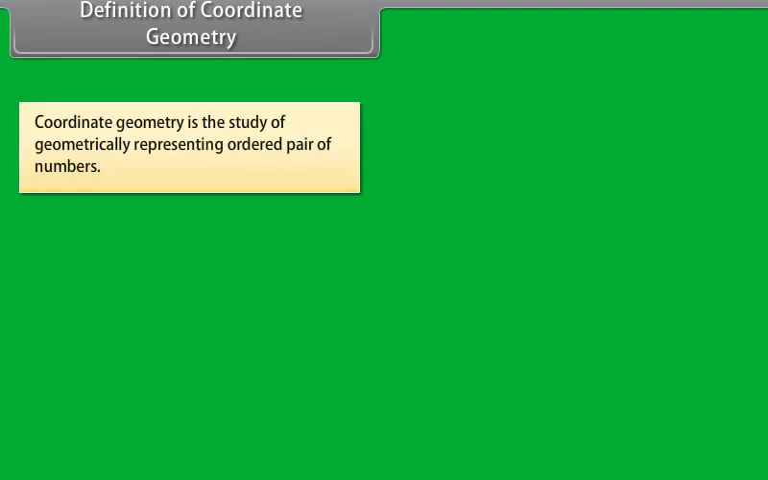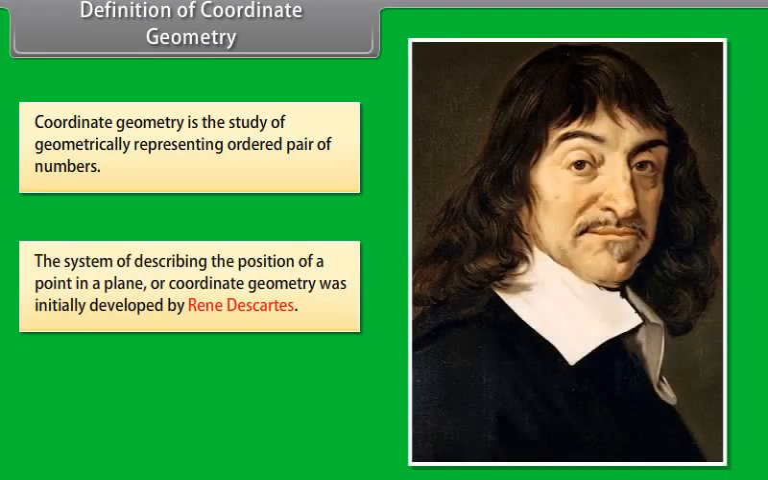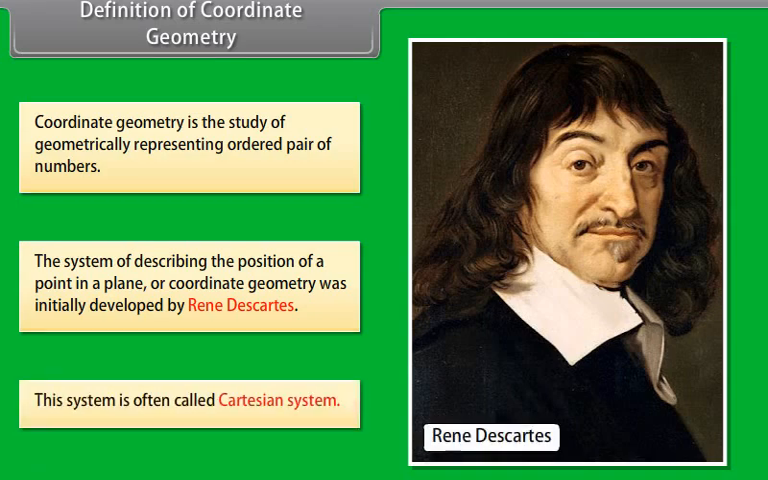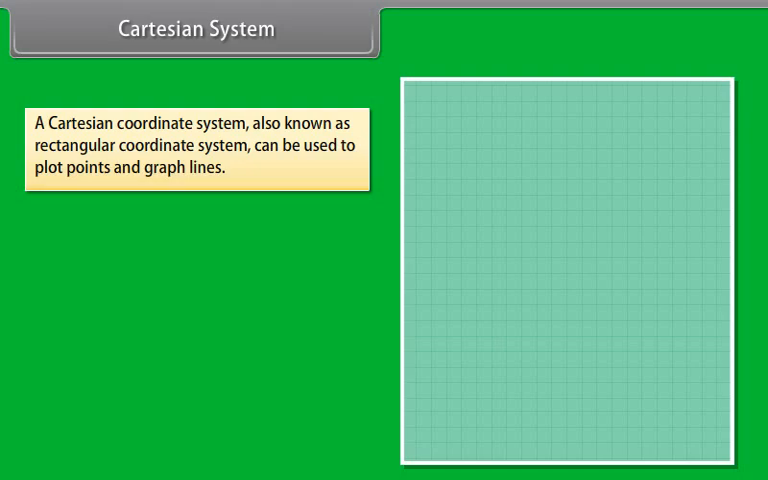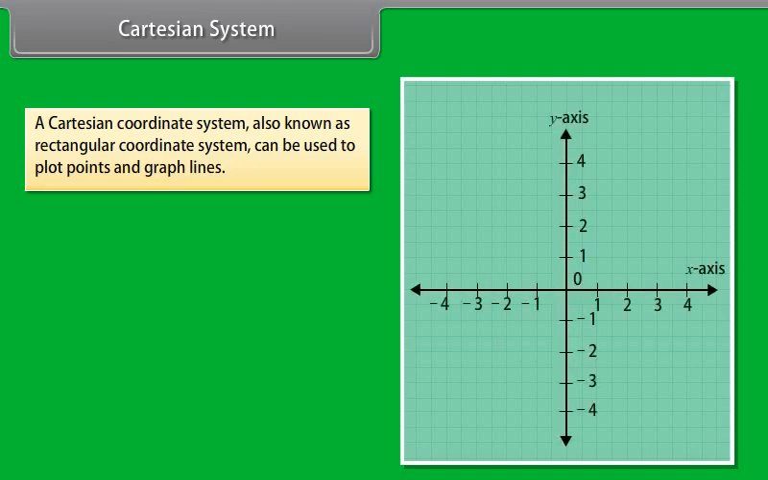Definition of coordinate geometry. Coordinate geometry is the study of geometrically representing ordered pairs of numbers. The system of describing the position of a point in a plane, or coordinate geometry, was initially developed by René Descartes. This system is often called the Cartesian system. Cartesian system. A Cartesian coordinate system, also known as the rectangular coordinate system, can be used to plot points and graph lines. It is basically a set of two number lines, the x-axis and the y-axis.